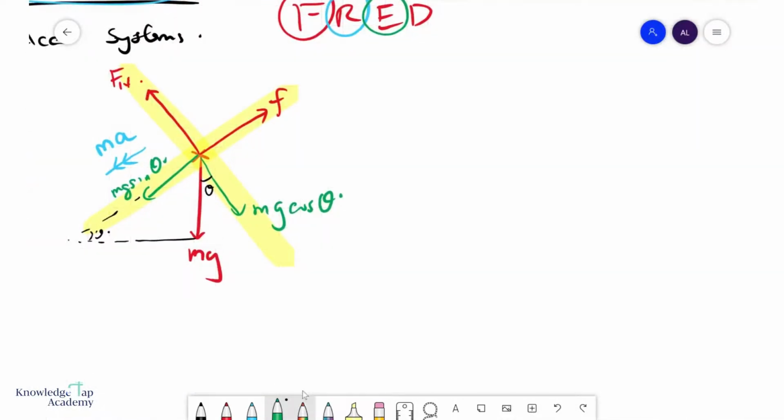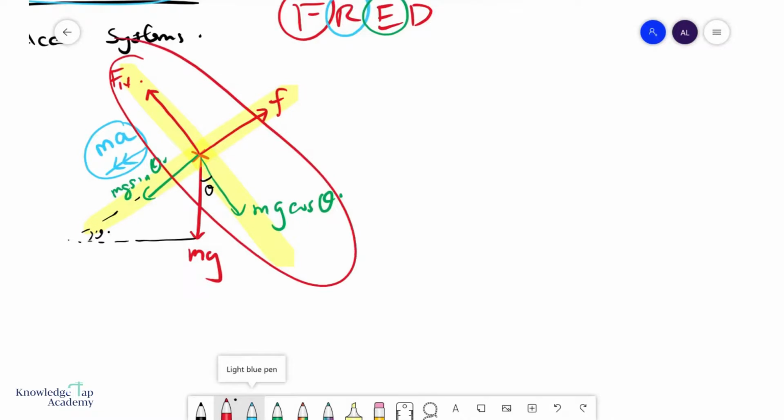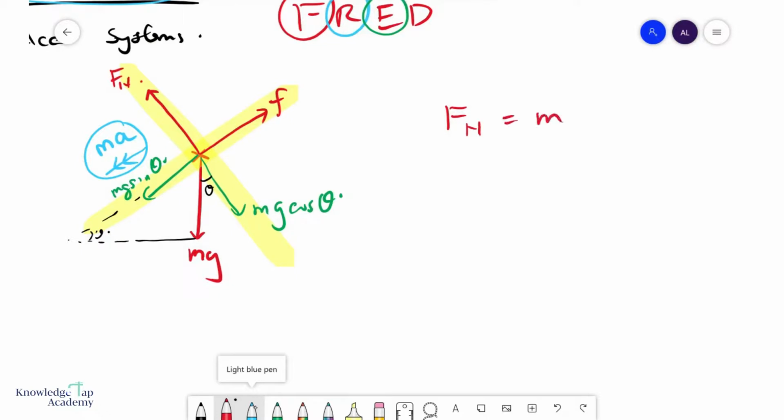And so, since I know that these forces must add up to give me this resultant force, then these two guys over here must cancel out. And therefore, I can say that the normal contact force equals mg cosine theta. And these guys here must work together to provide ma. And hence, mg sine theta minus the friction gives me ma.